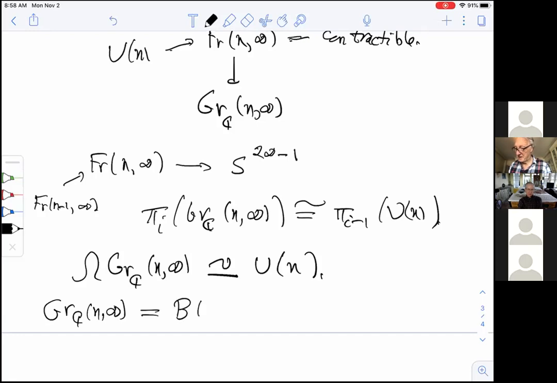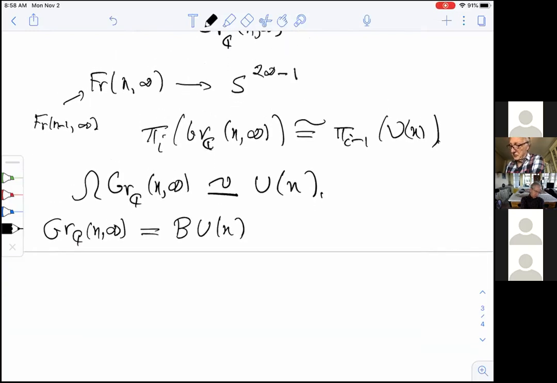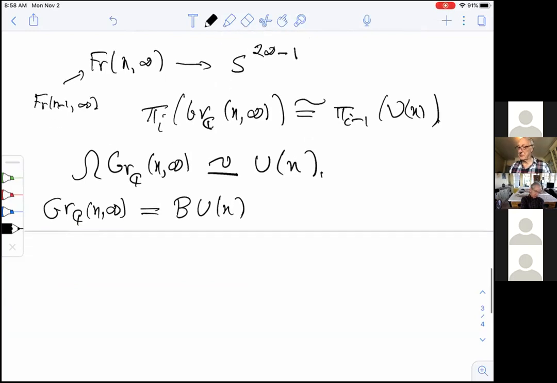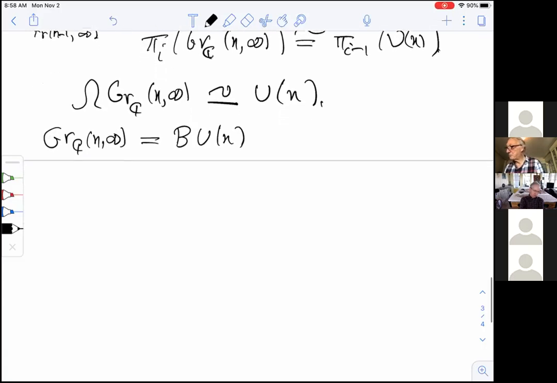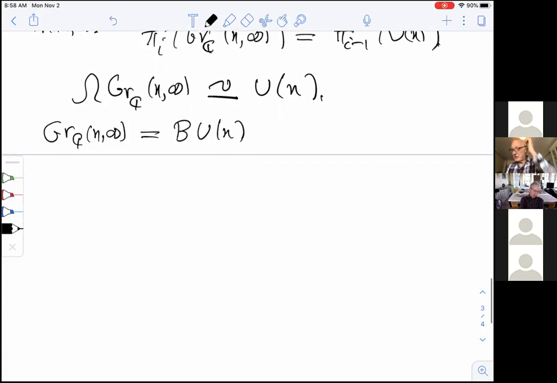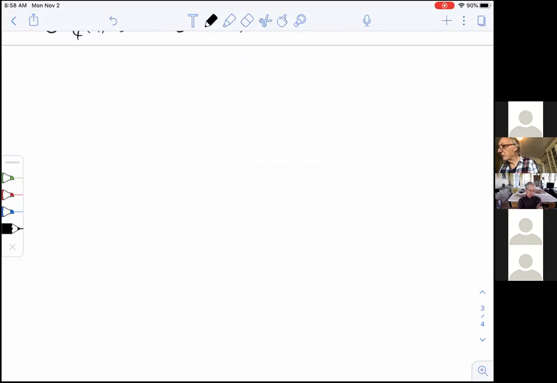It's the classifying space for the unitary group, often written BU(n). BU(n) is a space well defined up to homotopy, related to the unitary group. It has a principal U(n) bundle over it with contractible total space. Any time you take the classifying space of a group, you get a homotopy equivalence between the loop space of the classifying space and the original group, and the homotopy groups are shifted by 1. So that's general theory. It applies for the unitary group, and for any compact Lie group, in fact any Lie group.